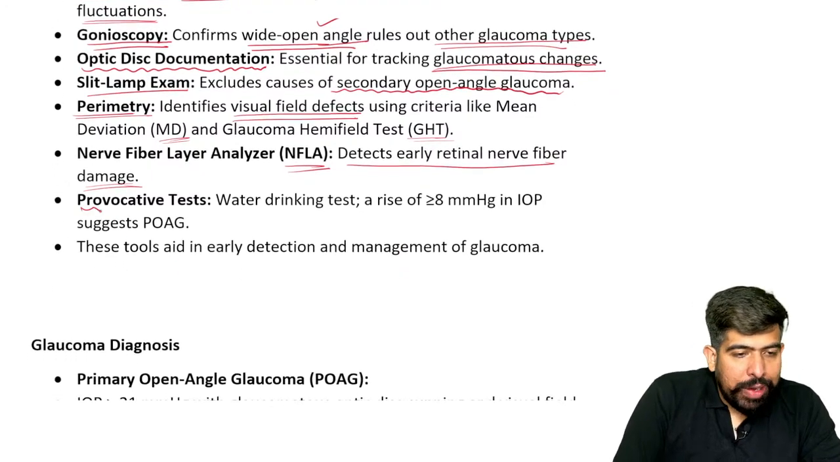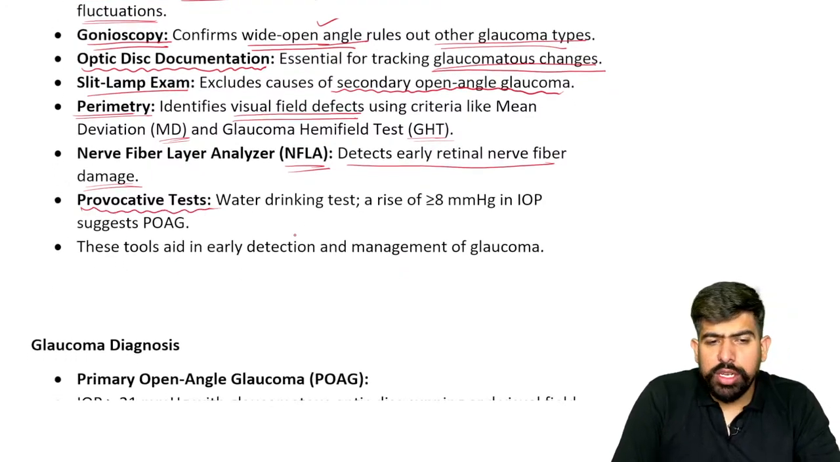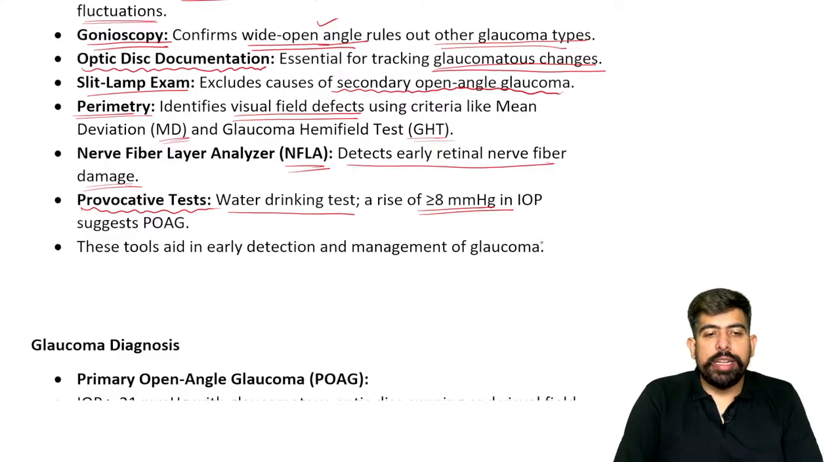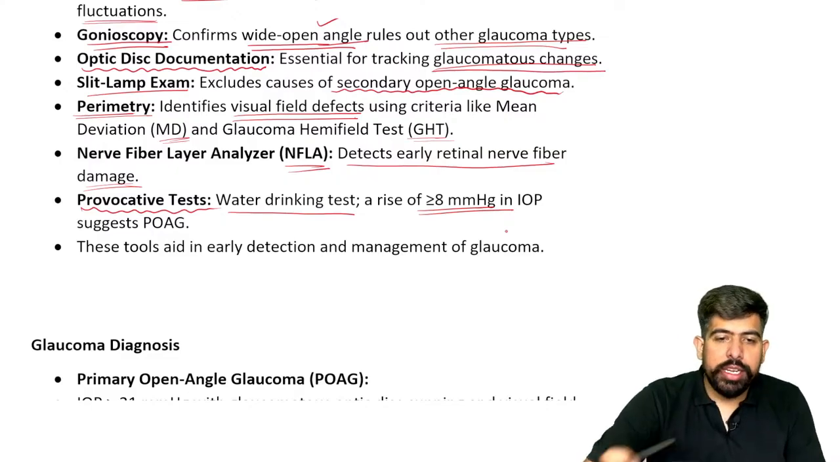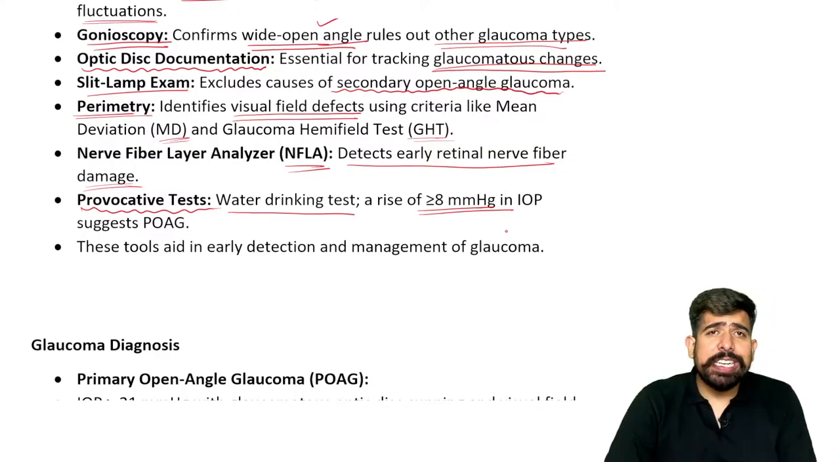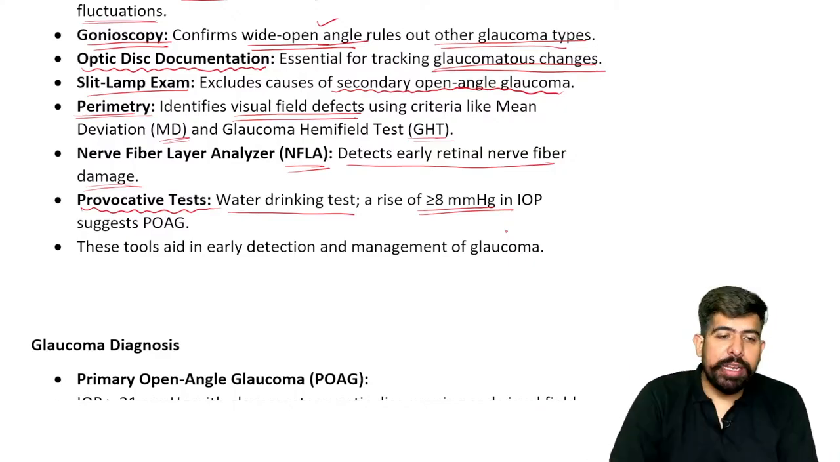Also, we have to do the provocative tests. We can do all these tests. The water drinking test is what? By drinking a glass of water, there is an increase of more than 8 mmHg in the intraocular pressure, right? If I measure now and then after drinking the glass of water, there is an increase in the intraocular pressure of more than 8 mmHg.